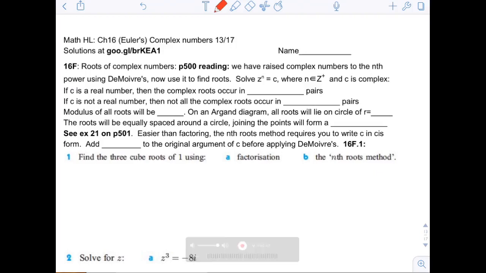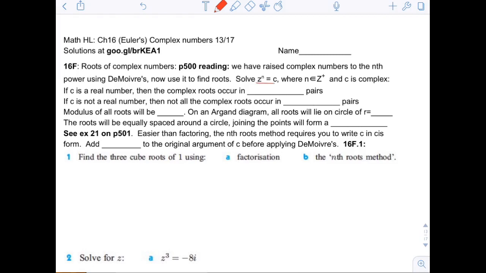Page 13 of Euler's complex numbers, which is chapter 16 of MHL. 16F, roots of complex numbers, page 500 reading. We have raised complex numbers to the nth power using de Moivre's. Now use it to find roots. Okay, so now we're kind of going backwards.